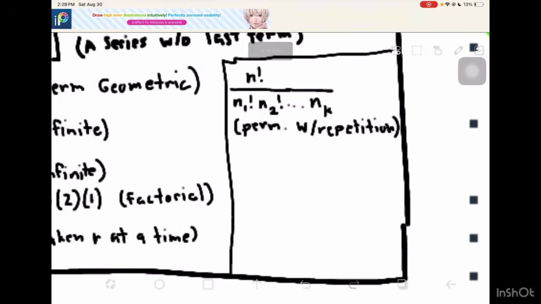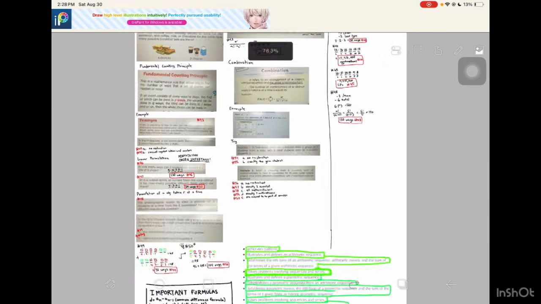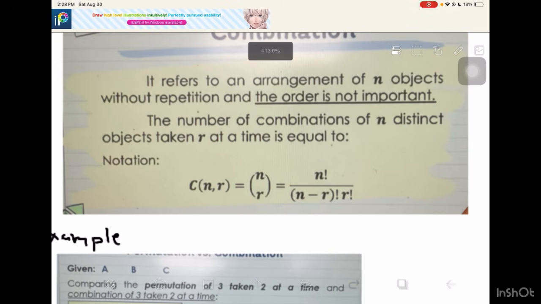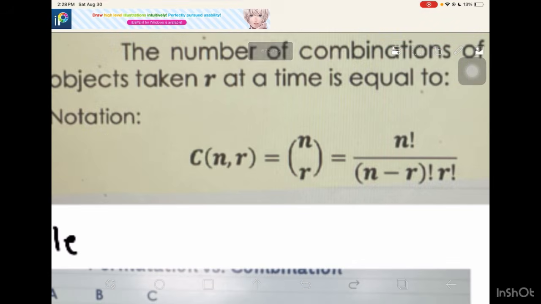I could cram it there, but I'm not even going to try to write it there. It's going to get really messy. So the notation is C with n and r, or you can use the nCr button on your calculator. It works very similar to the nPr button, which you can also use for permutation.